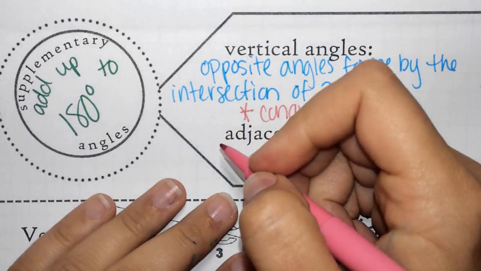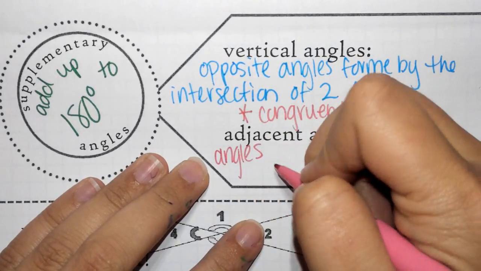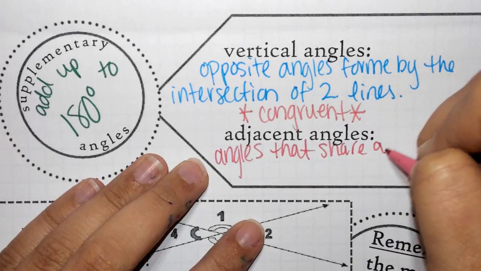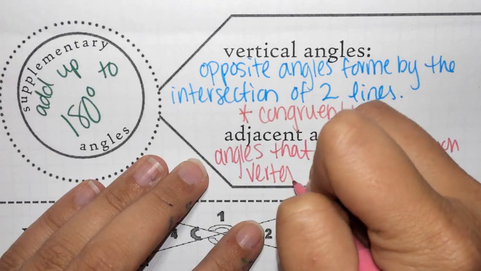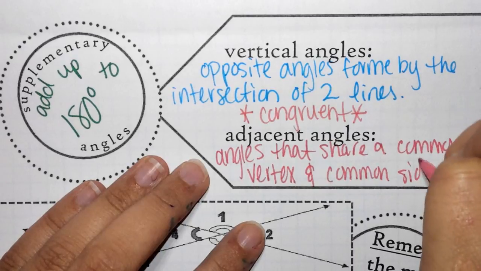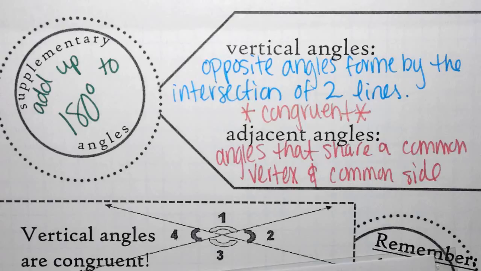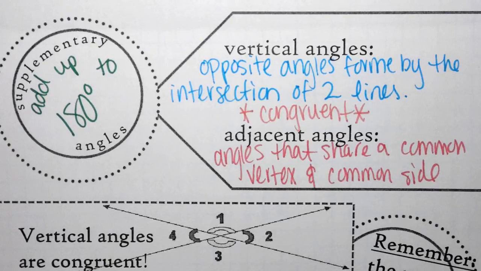So adjacent angles are angles that share a common vertex and common side. Write this down. You've missed all the notes on this page. There is one last term that we need to write that I forgot to make a space for. Super sorry.